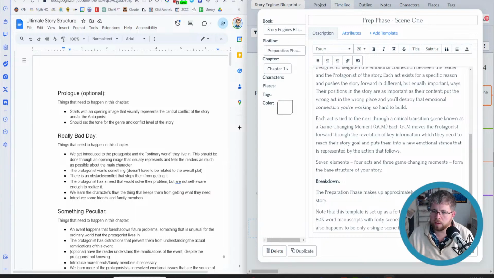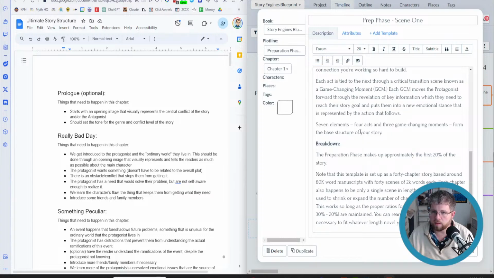Each game-changing moment moves the protagonist forward through the revelation of key information which they need to reach their story goal and put them into a new emotional stance that is represented by the action that follows. 7 elements, 4 acts, and 3 game-changing moments form the base structure of your story. This actually sounds a little similar to the 24-chapter novel outline. It's also split into 4 chunks with a couple of game-changing moments. The preparation phase makes up approximately the first 20% of the story.